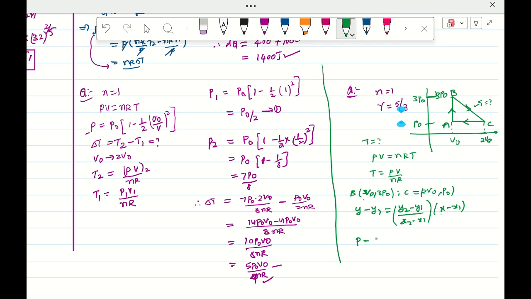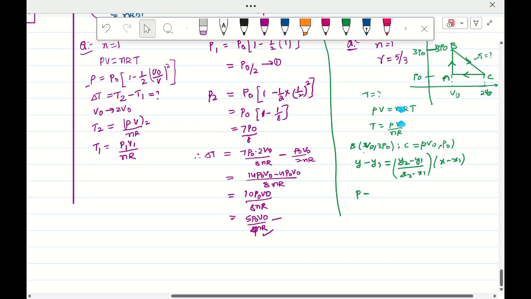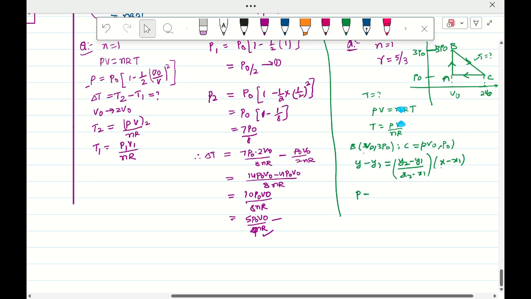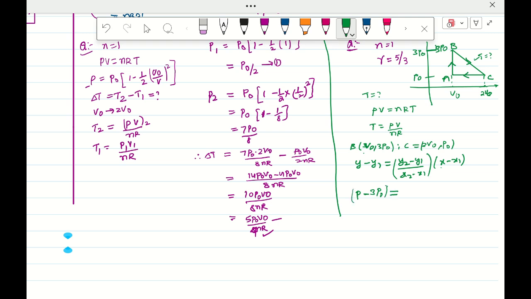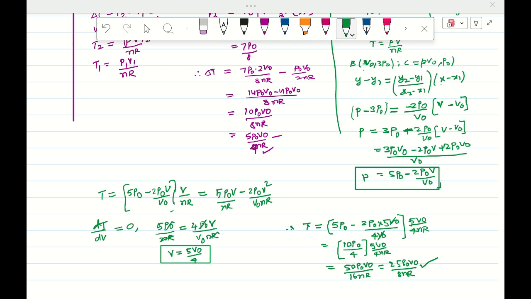Therefore, P minus P1, taking point B, that is P minus 3 P naught, is equal to y2 minus y1, the change in pressure, which is minus 2 P naught, by x2 minus x1, which is V naught, into (V minus V naught). After simplifying the equation, we get P equal to 5 P naught minus 2 P naught V by V naught.